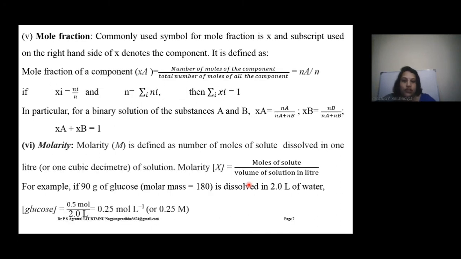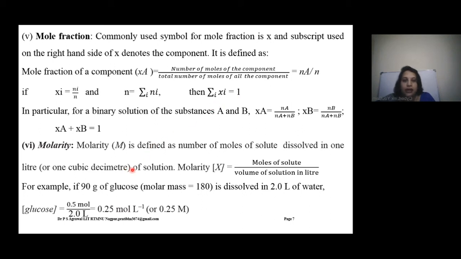Now, mole fraction. This is a commonly used unit in our lab also, by chemical engineers also. Mole fraction, commonly used symbol, X. Mole fraction is number of moles of a particular component and the total number of moles, that means number of moles of one component divided by total number of moles. We are all habitual of using this mole fraction, and the sum of the mole fractions of all the components will surely be 1.